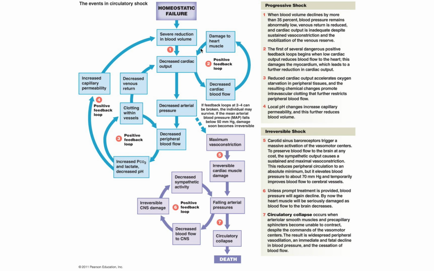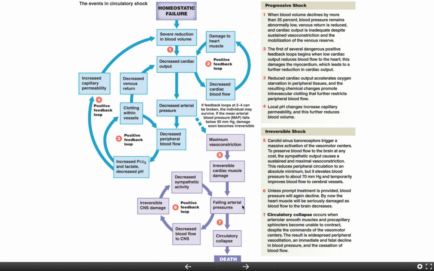But we can overcome these usually. But if we don't, these positive feedback loops, they accelerate tissue damage, and they can lead to irreversible shock, which causes circulatory collapse and death. And that is the heart chapter.